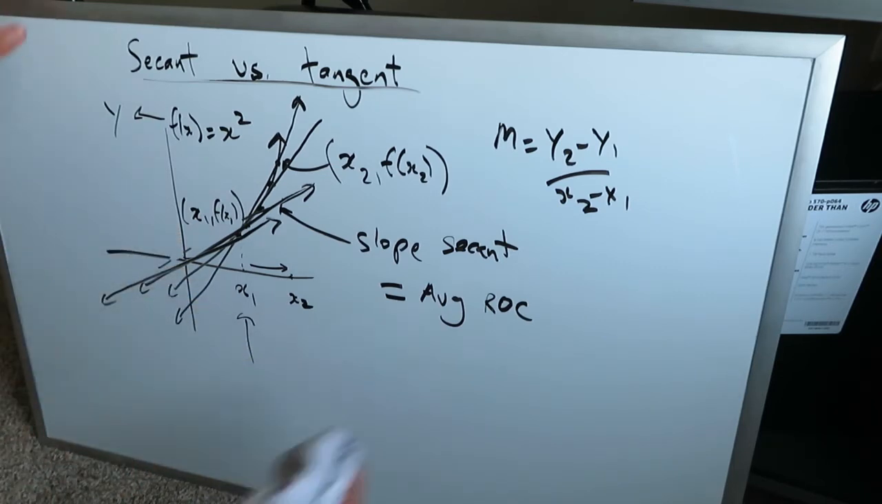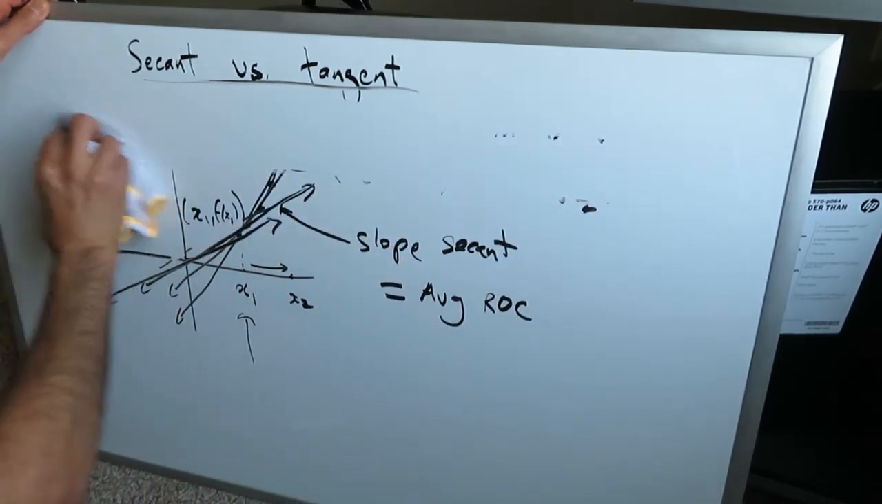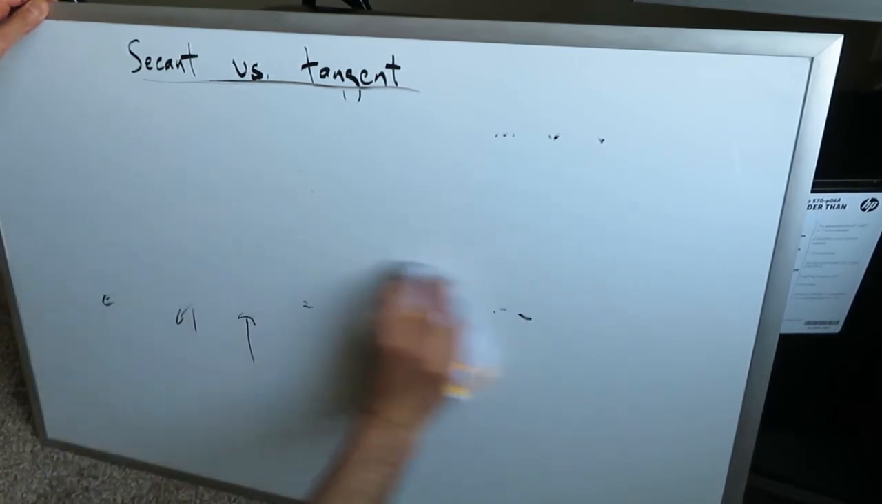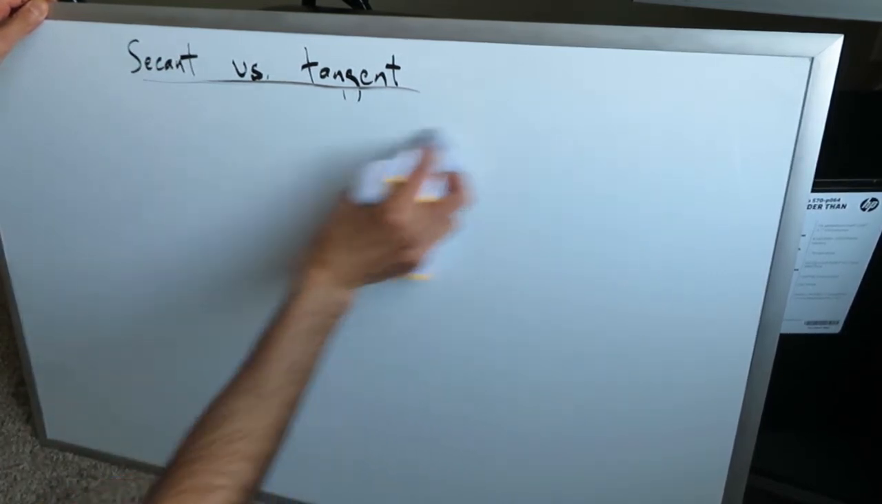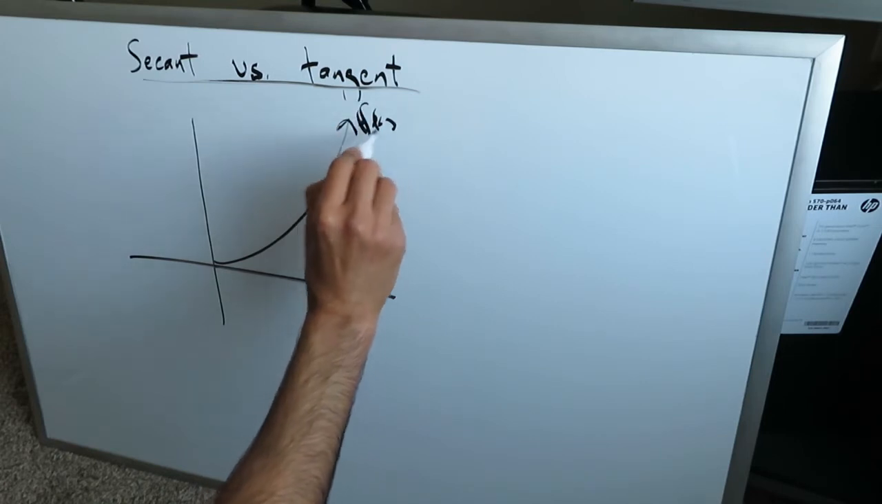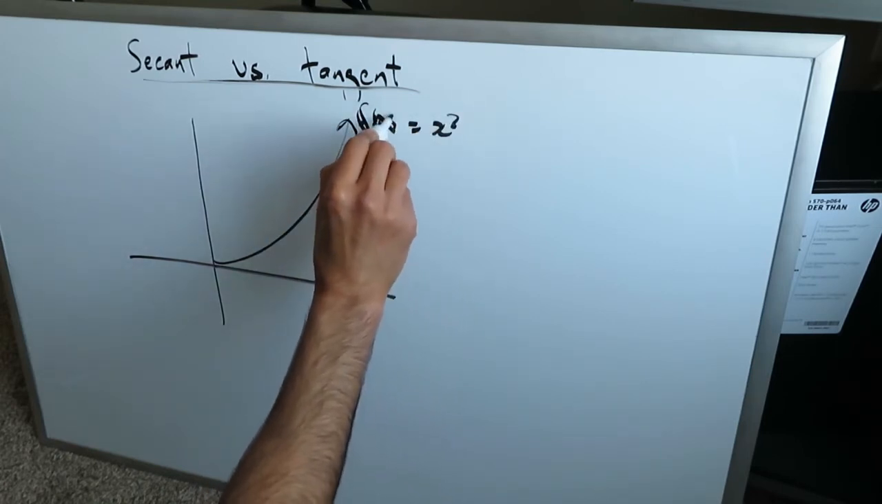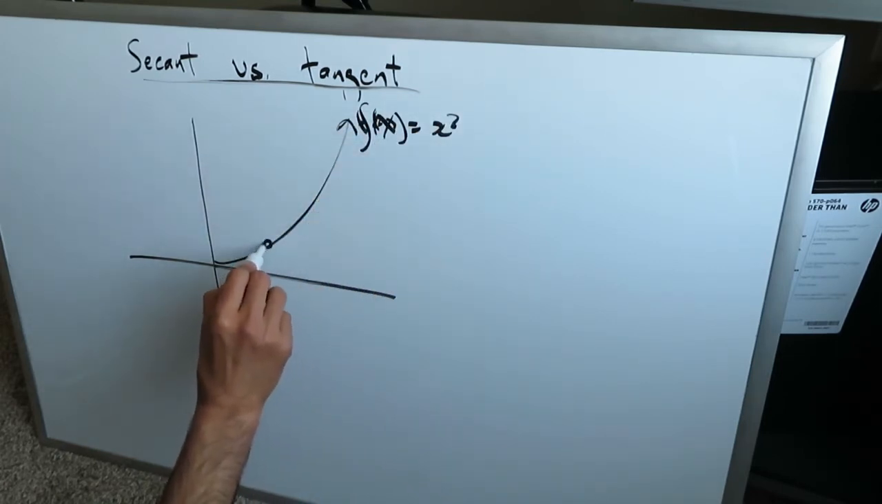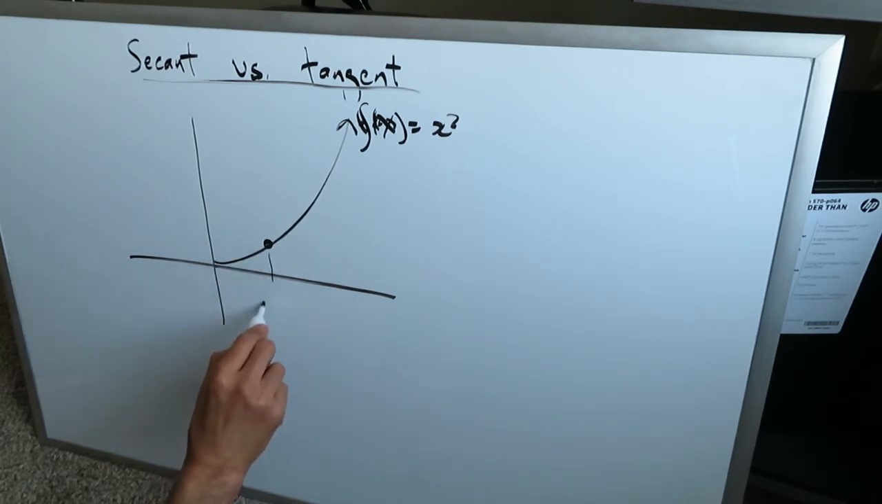So let's draw a new graph over here. We'll use the same function, x squared. So here's my f of x function is equal to x squared. Alright, f of x is equal to x squared. Here's a point that I'm interested in right here, and we'll call this x1.